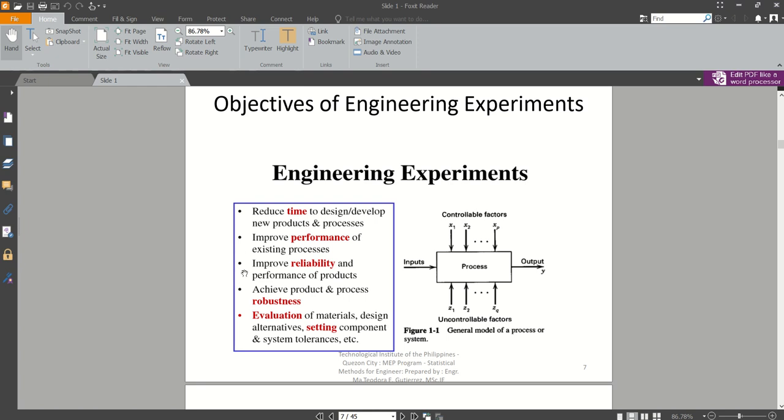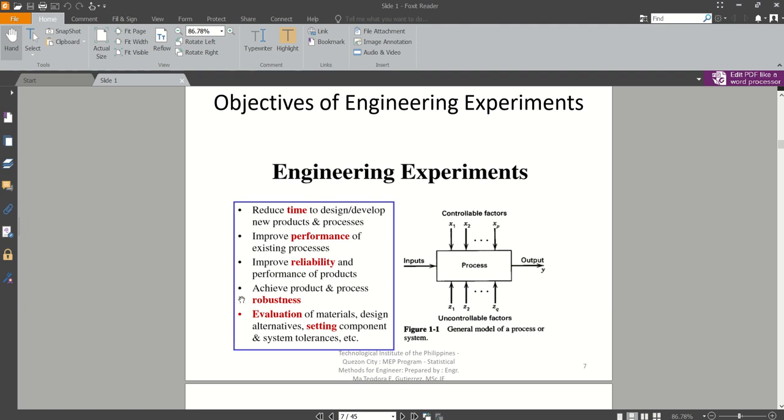Okay, so the third reason is that we improve reliability and performance of products. Obviously, again, if you're going to improve something, we're going to improve one or many of its aspects. So, kasama yung reliability. The fourth one is achieve product and process robustness. This is more on IE. I don't know about this one. And lastly, we use DOE to evaluate materials, design alternatives, setting components, system tolerance, etc.